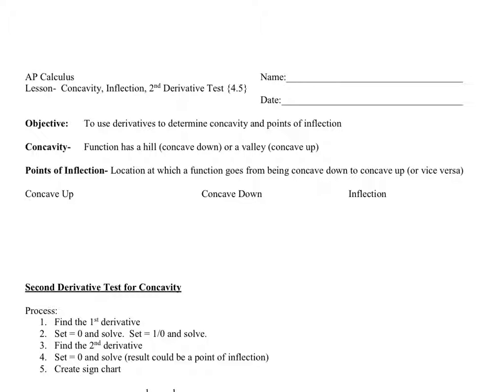So we're going to learn about concavity and points of inflection. Concavity is whether a function is a hill or a valley. It's concave down if it has a hill, and concave up if it has a valley. Points of inflection are any locations in which you're changing in concavity. So if you're going from down to up or up to down, that transition point is the point of inflection.